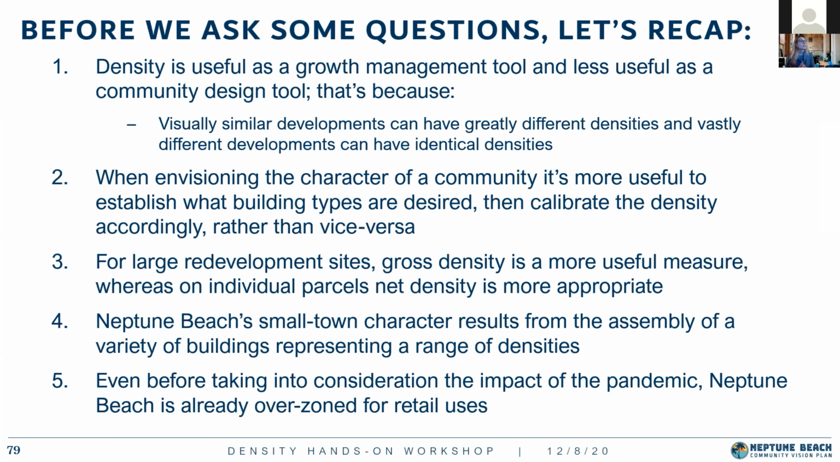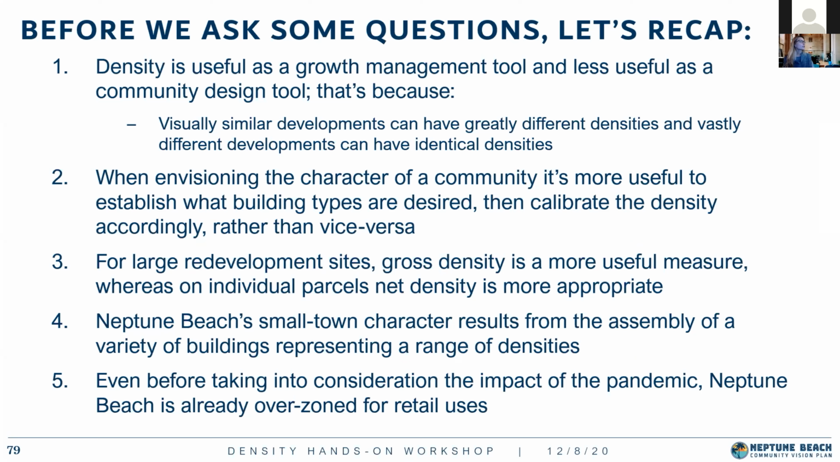And that's because, as we've already shown you, developments that look almost identical can have very different densities, and places that look very different can have identical densities. So it's not great at predicting how a particular place is actually going to look. Number two is, when envisioning the character of a community, it's actually more useful to understand what building types the community desires, what building types you like and where, and then calibrate the density accordingly, rather than vice versa.